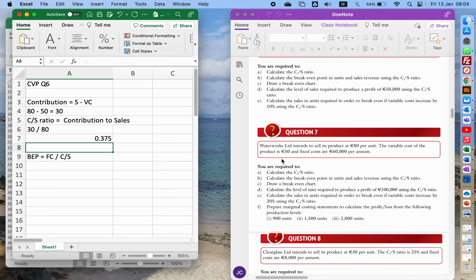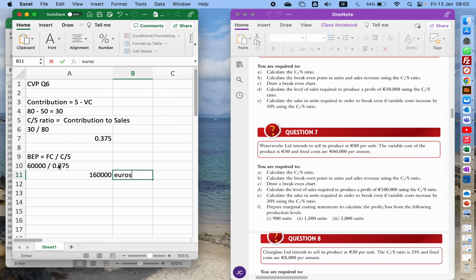And then if we're going to use that to work out our break-even point, we use the second formula: fixed cost over the contribution to sales ratio. So fixed cost is 60,000. We'll divide that by 0.375. I'll do the maths on that. Okay, so now the answer that we're getting here is in euros.